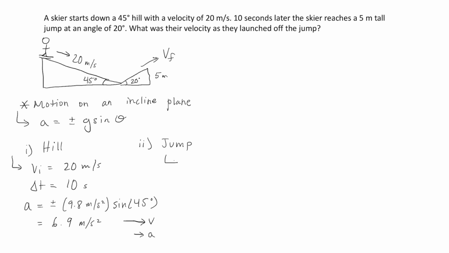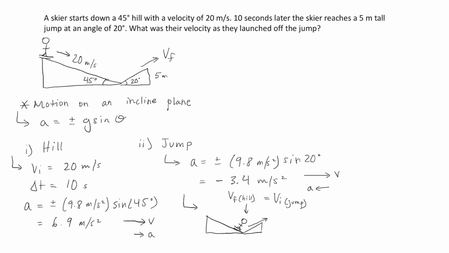Now let's look at the jump. We can also find the skier's acceleration as they're going up the jump. All I have to do is plug in my values, and we find that the acceleration is equal to negative 3.4 meters per second squared. Now I knew this acceleration would be negative because objects going up an inclined plane are slowing down, and that means the acceleration vector is in the opposite direction of the velocity vector. So in this case, it would be to the left, and it would be negative.